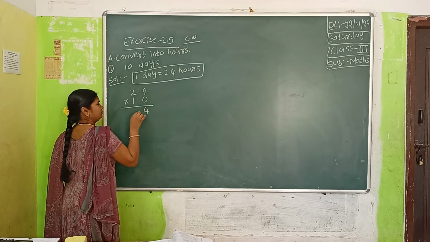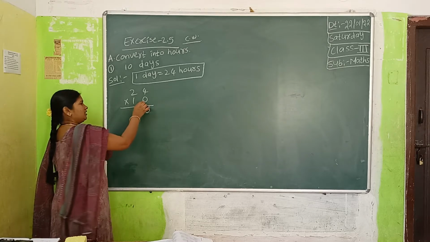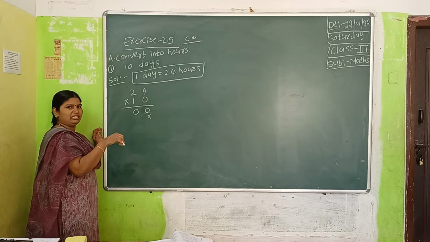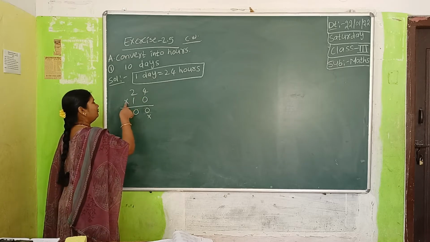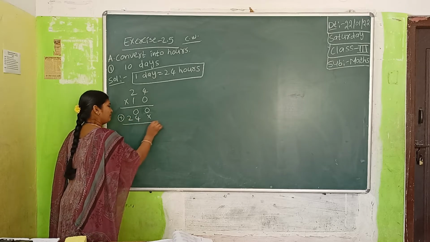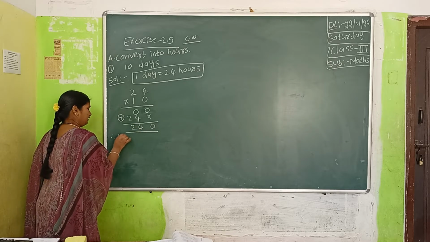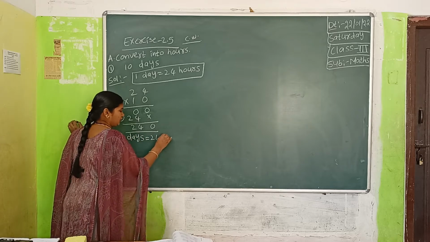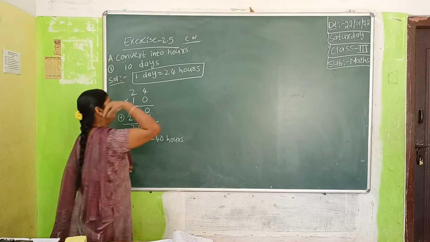0 into 4, 0 only. If you multiply any number by 0, we get 0 only. 0 into 2, 0. Ones place multiplication is over, keep the zero in the ones place, and the tens place answer starts in the tens place. 1 into 4 is 4, 1 into 2 is 2. Add these two numbers, 0, 4, 2. Therefore, 10 days equal to how many hours? 240 what? Hours. We compulsorily have to write down the units.